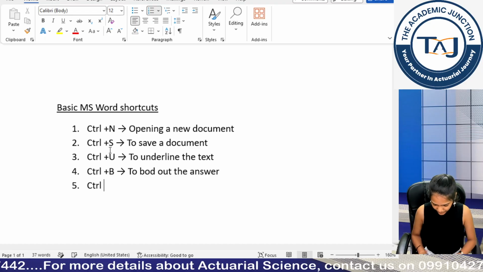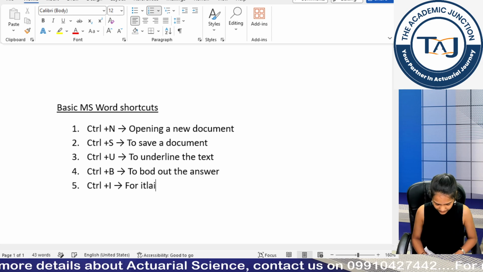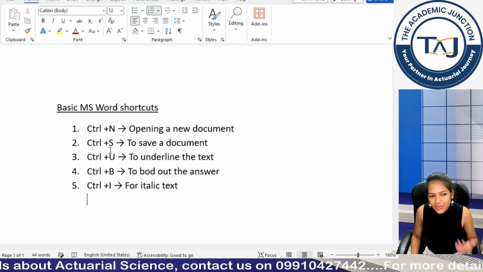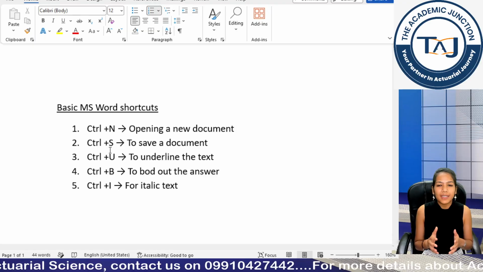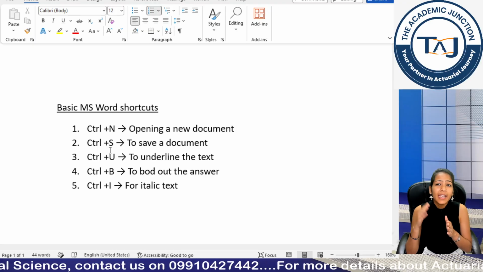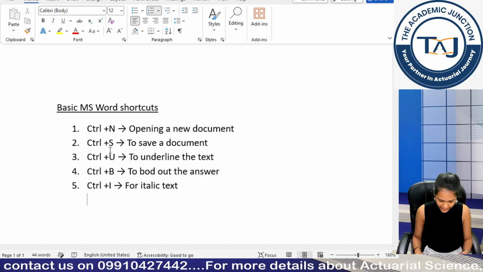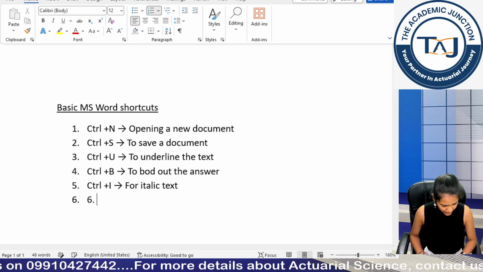Then we have Control plus I for italic text. Now please note that you are not usually supposed to use the italic text, but in some cases, for example, you want to separate your heading and the theory portion, then you can somewhere use italic text.